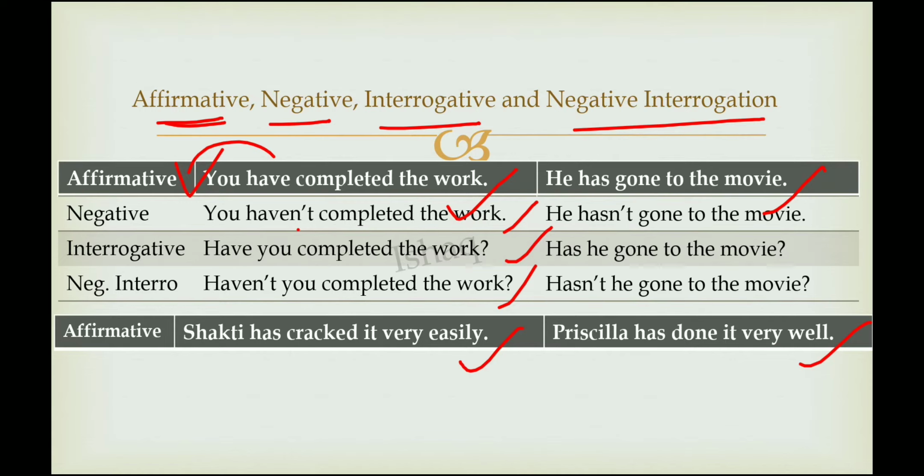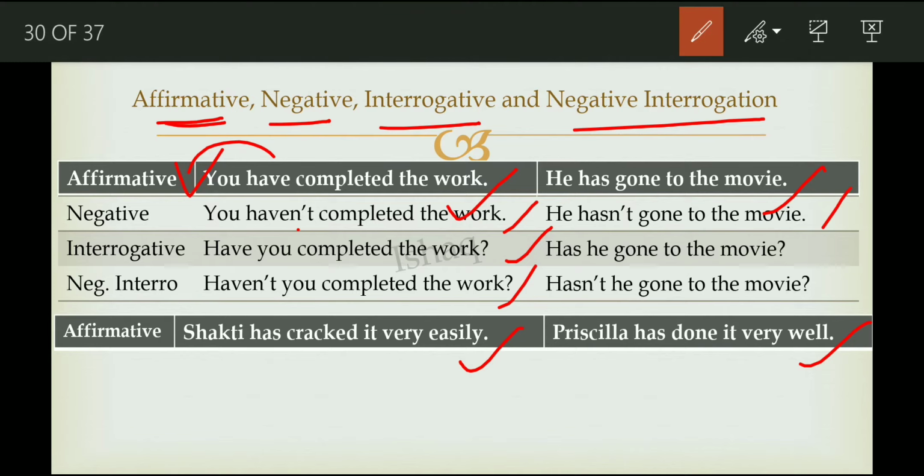Then the next one: "He has gone to the movie." "He hasn't gone to the movie." "Has he gone to the movie?" And "Hasn't he gone to the movie?" Hope you have written everything correctly. Let's check two more things.